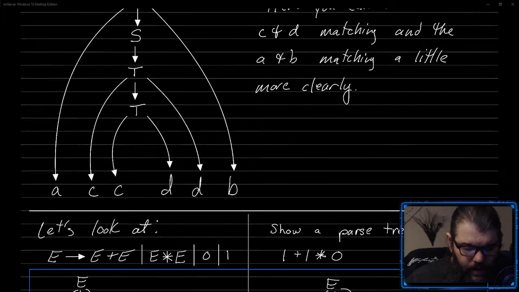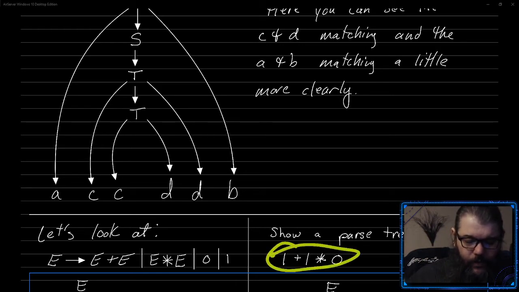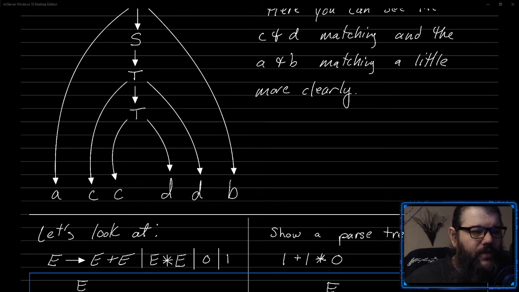So let's take a look at a new grammar. Here it is. And I want you to show a parse tree for 1 plus 1 times 0. Okay, so go ahead and pause the video and show me a derivation and then a parse tree. You don't have to do both. Show me a parse tree for 1 plus 1 times 0. Okay, pause. Hopefully you're back now.